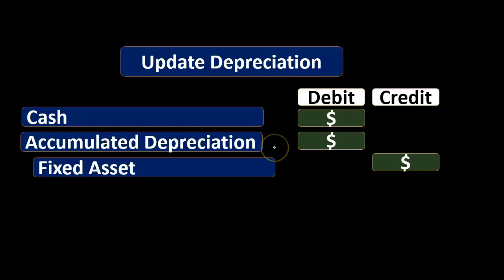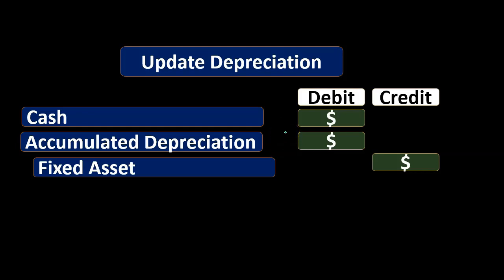So we need to then debit the accumulated depreciation. It is a contra asset account. It has a credit balance. We need to take it off the books, so we're going to do the opposite thing to it, a debit. And then the last step we'll have here is, we'll see, do the debits and credits match?